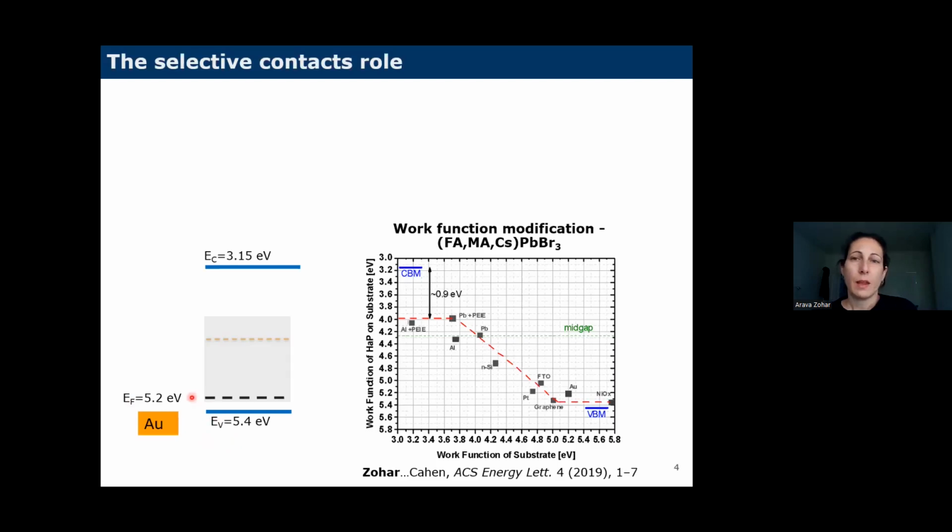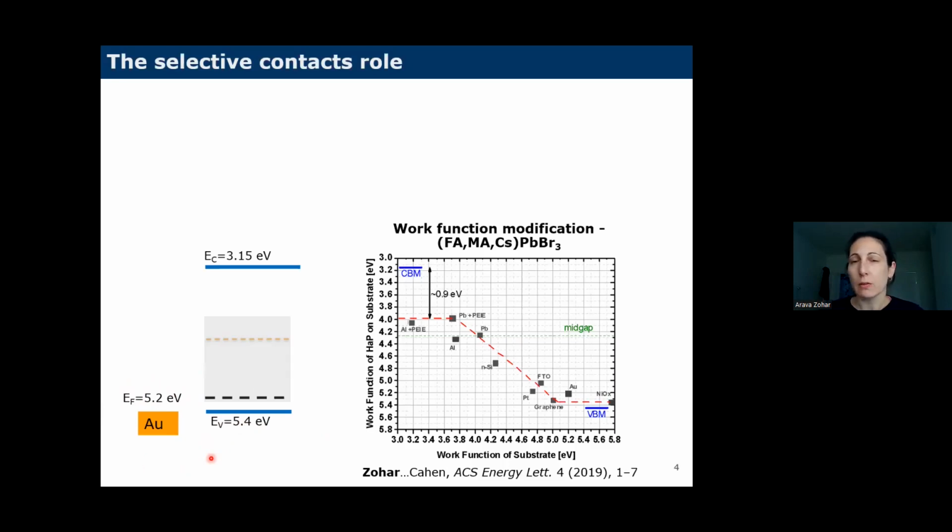So you can see nicely that when you spin coat your formamidinium methylammonium cesium, or shortly I will call it mixed cation lead bromide, on a gold substrate, you're getting highly p-type material, with the Fermi level very close to the valence band. This was repeatable, and we were very happy about the results to learn about this junction.